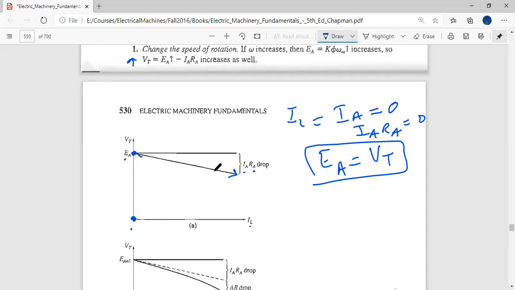As the load is increased, there is a steady IARA drop. Just like the speed regulation, in which the speed was dropping as the load was increased, over here as the electrical load is increased, the terminal voltage is dropping in a linear manner.